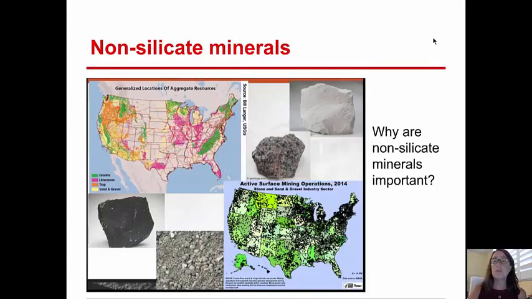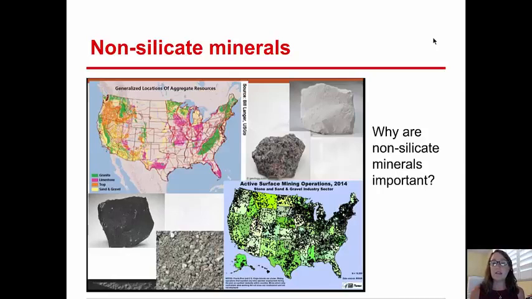Non-silicate minerals are very important in terms of industry. And here you see a couple of maps. The map in the top left corner lists locations where aggregates are resourced. So those areas in green indicate areas in the United States where granite is extracted. The areas in fuchsia indicate areas where limestone is extracted. And then we see in yellow the sand and gravel deposits.